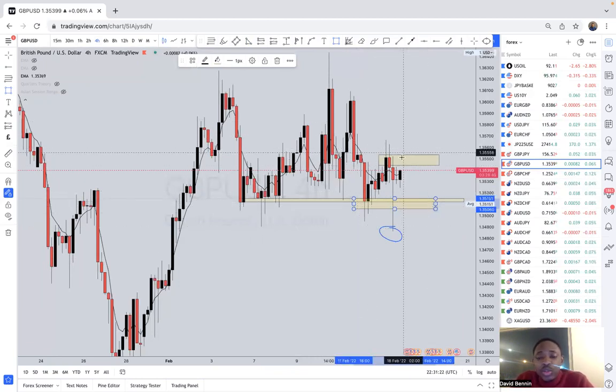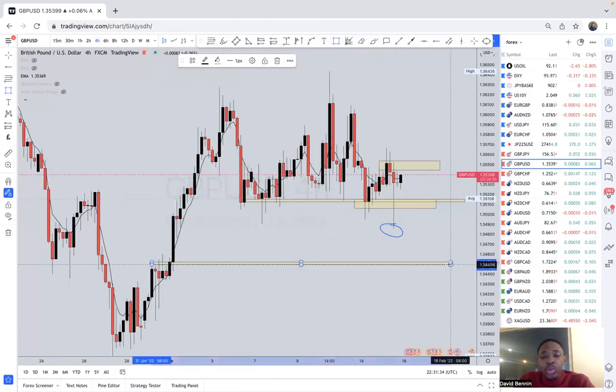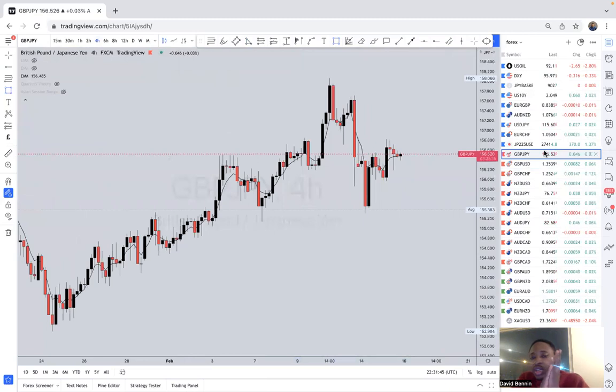So for sales, you would want to see a close below this level, and you can sell at least up to this point here. And depending on how price reacts to this level here, we could see price going down in the long term by breaking that level. So that is GU and NU. But let's look at GJ and see what sort of structure we have on GJ.